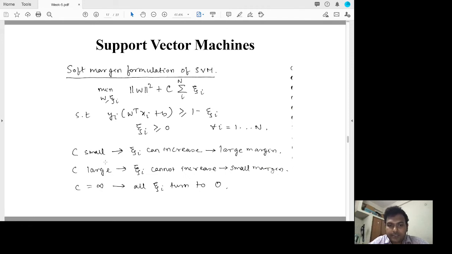Now C is large, which means that I am increasing C to be very high. If C is very high, then xi cannot increase, because even a small increase in xi will increase this objective function, and I want to minimize this objective function. So xi cannot increase, which means small margin. And c equal to infinity means none of the xi's can be positive, and hence all of them have to be 0, which is the original formulation that you have in the SVM. That is known as the hard margin formulation of SVM. Any questions?